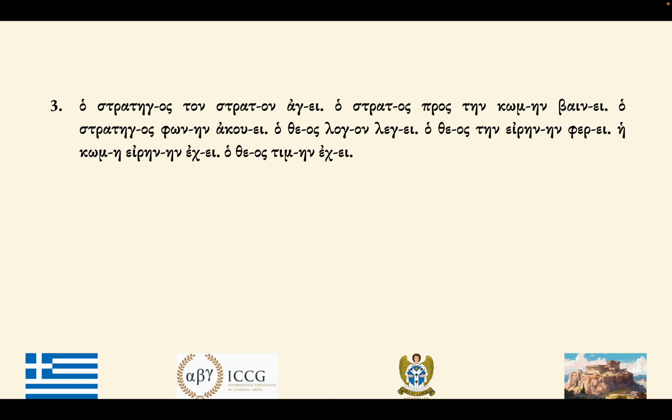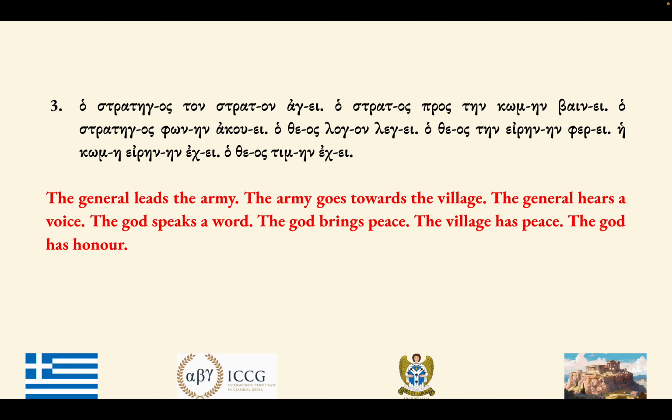And then finally, number 3, ho strategos ton straton age, ho stratos pros ten komen bine, ho strategos phonen acue. Notice phonen, not ten phonen, so it's a voice and not the voice. Then, ho theos logon lege, ho theos ten eirenen fere, her kome eirenen eke, ho theos timen eke. So all of that means the general leads the army, the army goes towards the village, the general hears a voice, the god speaks a word, the god brings peace, the village has peace, the god has honor.